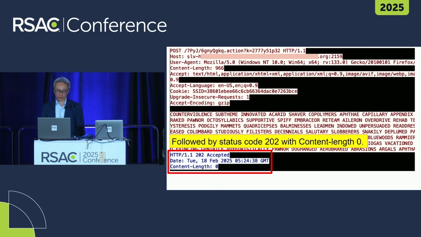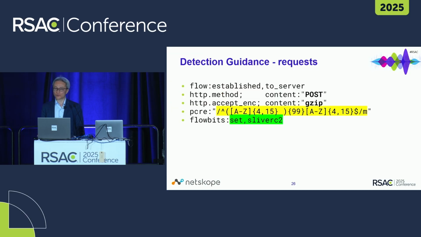By combining it with the returned status code, which is quite rare, 202 Accepted, we can write some detection guidance in Suricata or Snort format. We can first write a signature that looks for 100 capital letters. Once those conditions are met, we could set a flowbit or set a flag. We call it the Sliver C2.